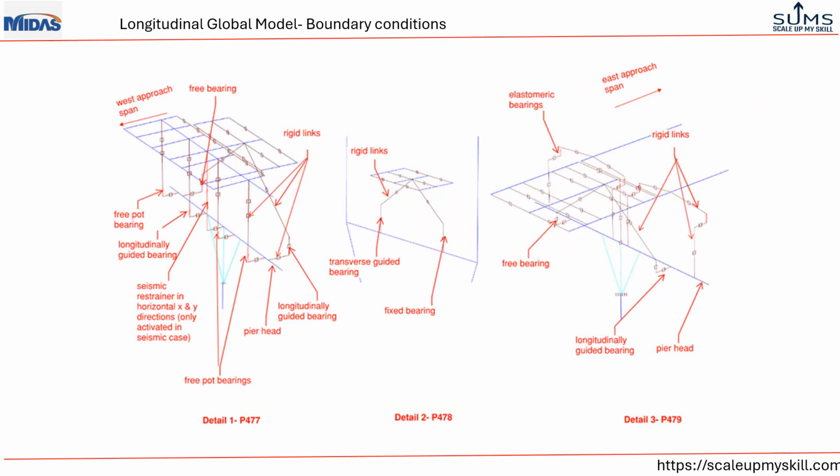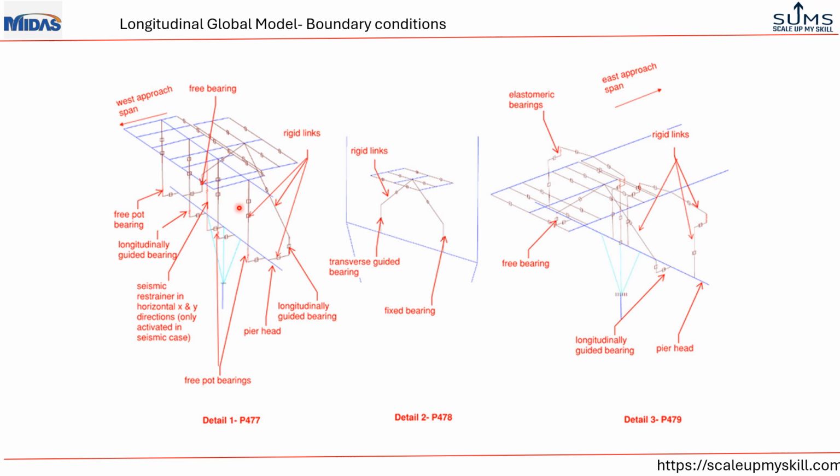This slide presents the bearing details and its modeling. As you see here, the detail 2 P477 is the detail related to the bearing at pylon location. There is one fixed bearing here, and one transverse guided bearing at this location, and this is connected to the deck node using rigid links like this.